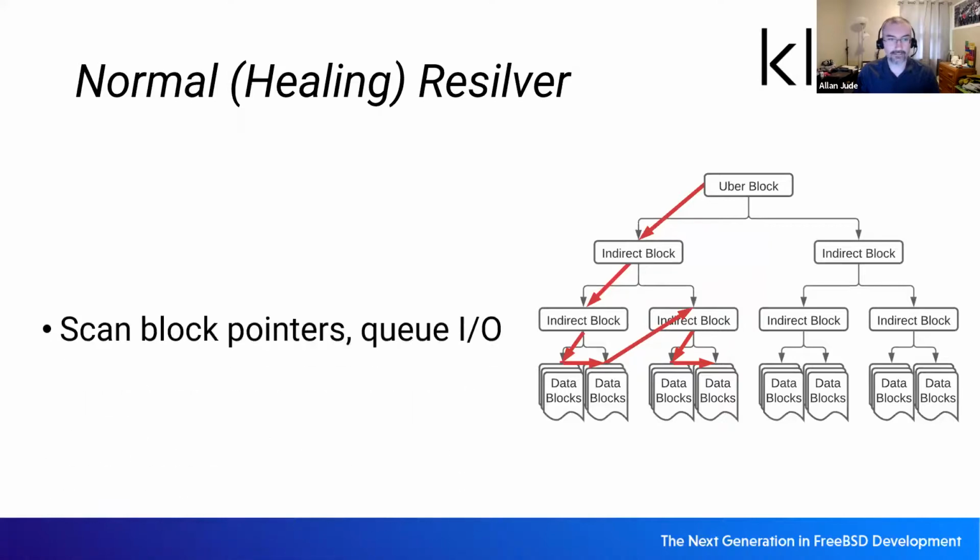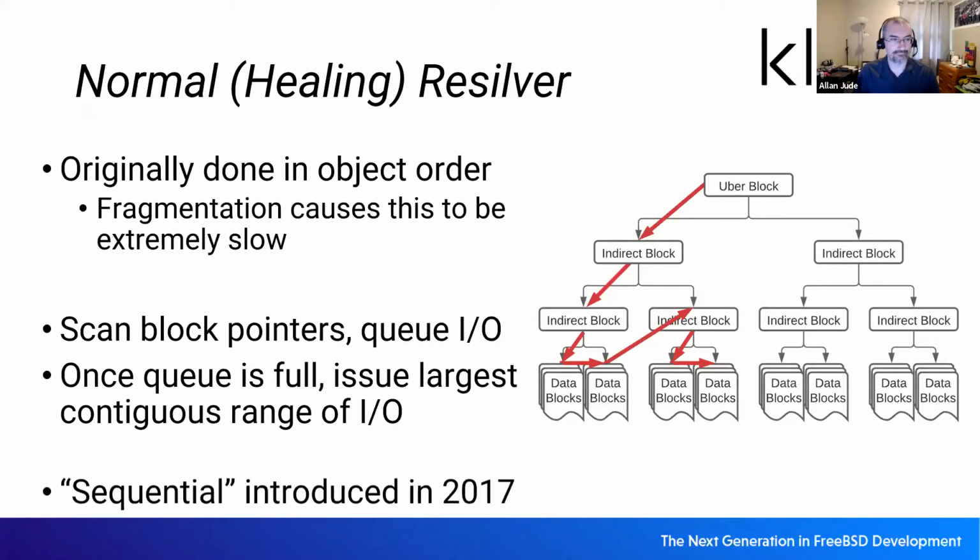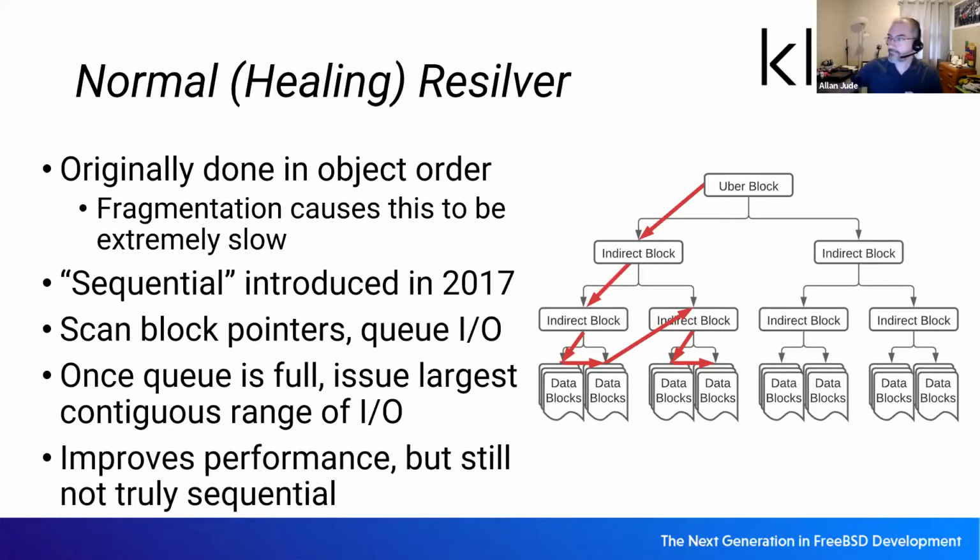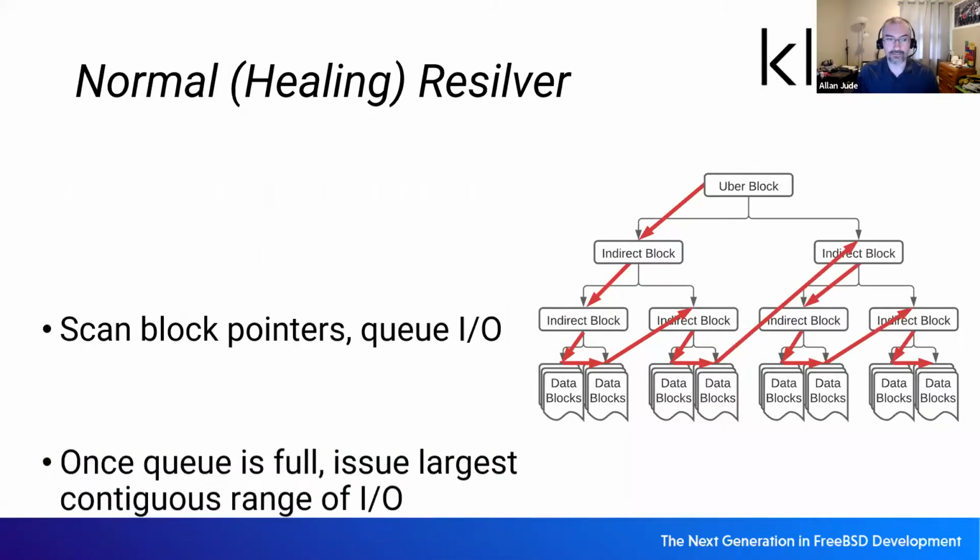So here we go. We'll start at the top at the Uber block and then go down to the indirect block and indirect block. And then now we found that there are these two data blocks. So we can actually read the data from those blocks, check the checksum, make sure it's good, and then go to the next one. Once we've read all the data blocks for this indirect block, we go to the next indirect block and continue on like that. Over and over.